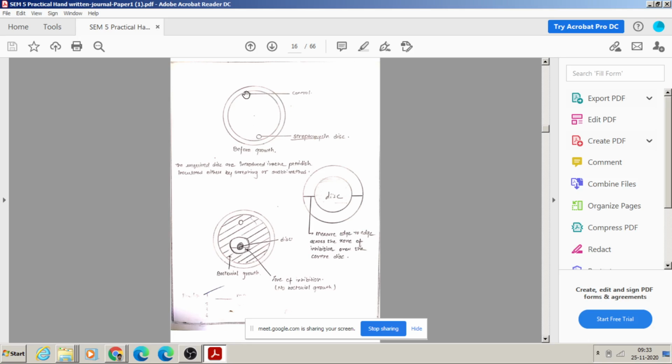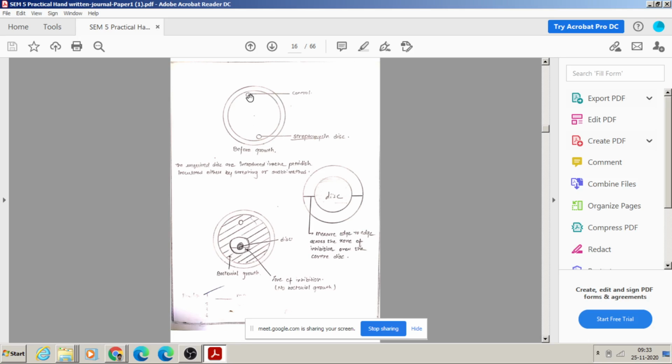The disc present there is of course sterilized. It is made up of sterilized Whatman filter paper, punched into circular discs, and such discs are used for testing antibacterial or antifungal compounds. So in the case of a positive control, what we can do is this.